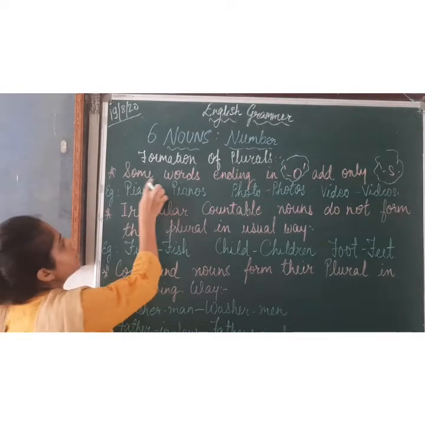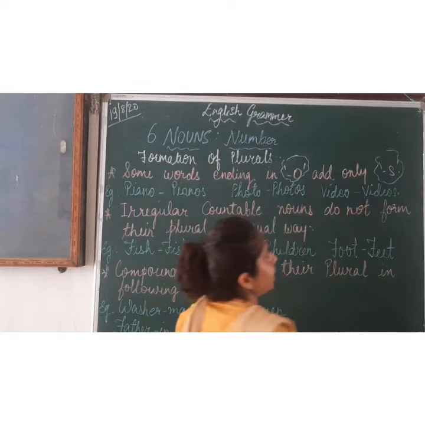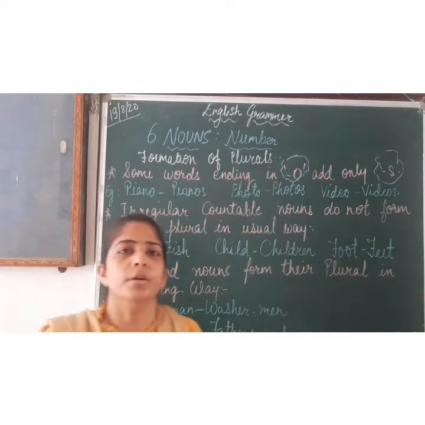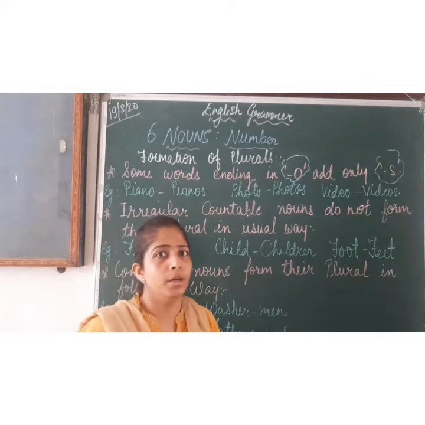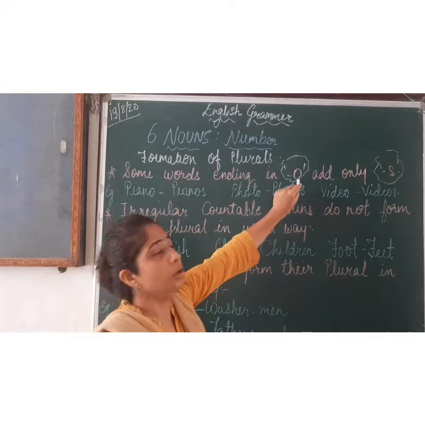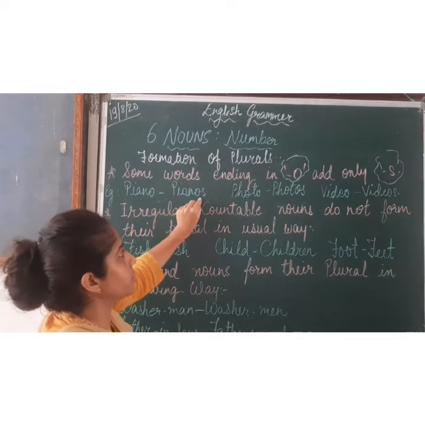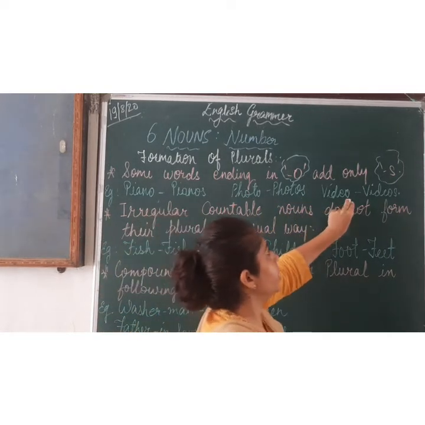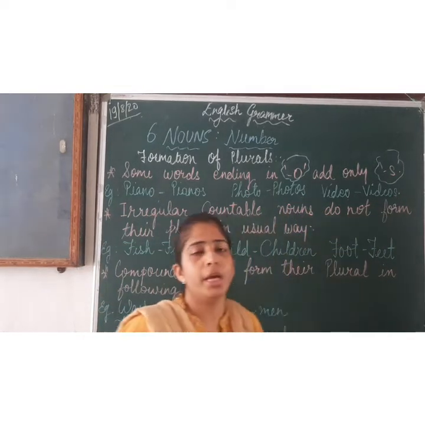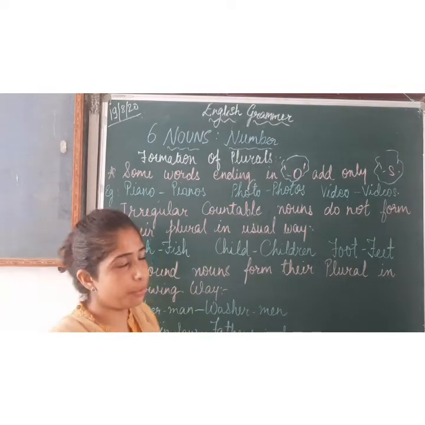Now see, some words ending in o add only s. In some nouns, we will add only s to make it plural. The words which end with o. See, piano, pianos. Photo, photos. Video, videos. In these words, we will add only s to make it plural.